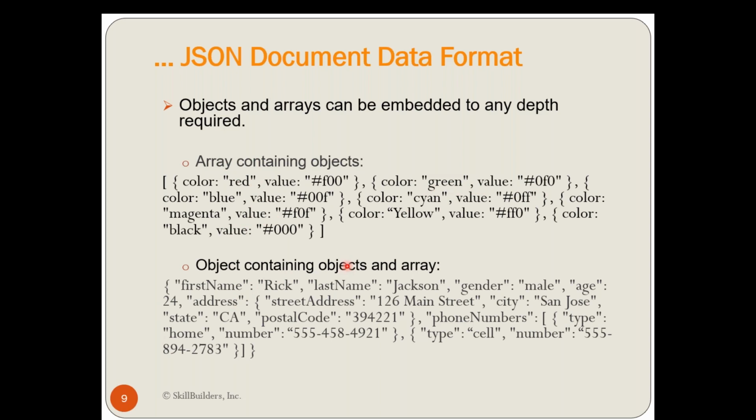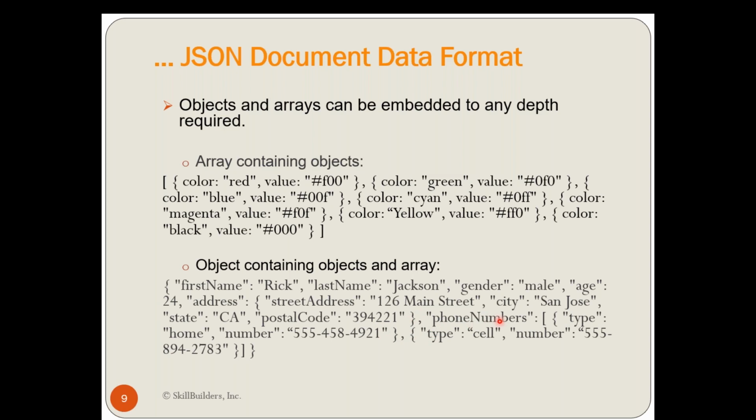Here's an object containing other objects and an array. Here's a single object, so my open curly brace, my closed curly brace. It has a name value pair, first name Rick, the next name value pair, last name Jackson, the next one gender male, the next one age 24, but look at address, I mentioned that before. Address can be an object. It can have multiple pieces. So an address has just a curly brace. It's a single object. Doesn't have more than one address. There's only one address in here. So it's an object, street address, colon, 126 Main Street, city and its value, state and its value, postal code and its value, and that's the object.